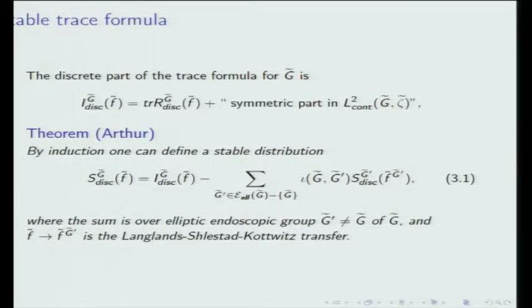We want to compare the characters on G. So in this case, it's G tilde and G tilde prime. And now this discrete part of the trace formula already contains the characters of G tilde. And also for the stable distribution on G tilde prime, we have a conjecture.